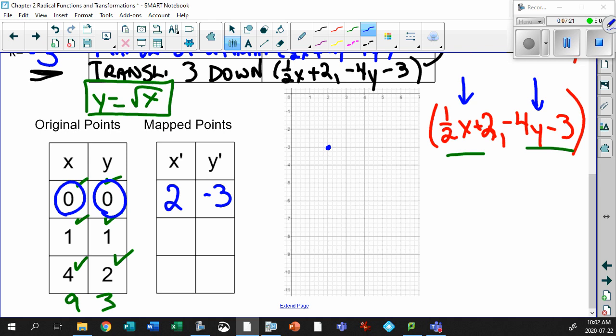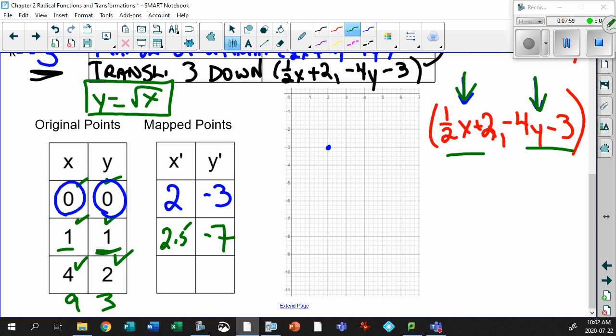Okay, now let's keep on going to the next one, 1, 1. Remember how we did this in the last question? We used 1, 1 and we figured it out. Let's do exactly the same thing here. Put it in there. Half of 1 is a half, plus 2. I'm at 2.5. Interesting. Now, let's do the same thing to this point here. Put it in right here. -4 times 1 is -4, minus 3 is -7. Neat. And then now let's look at the last point, which is 4, 2.